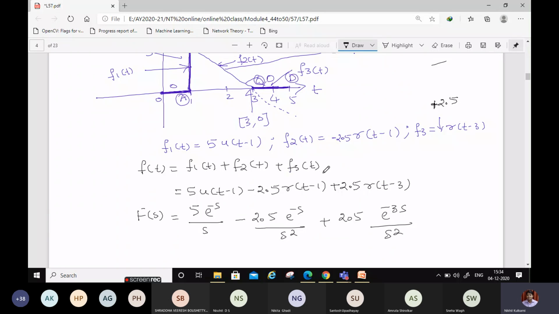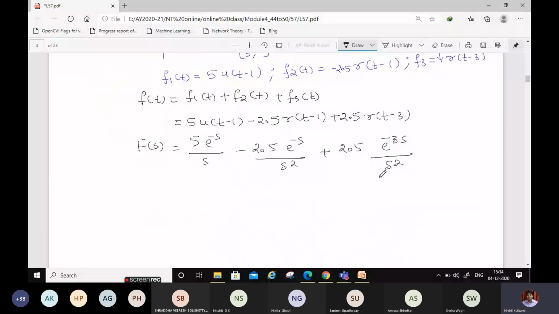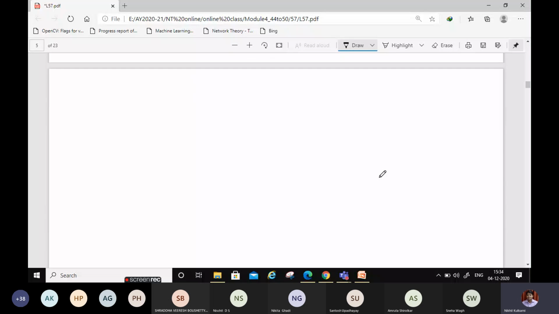Is it clear to everyone? Yes, sir. Getting this one, no problems? Yes. Now fourth one, if I give you like this, the signal is given like this.